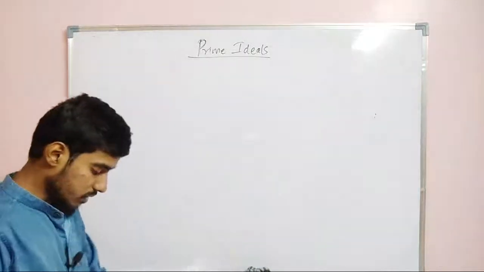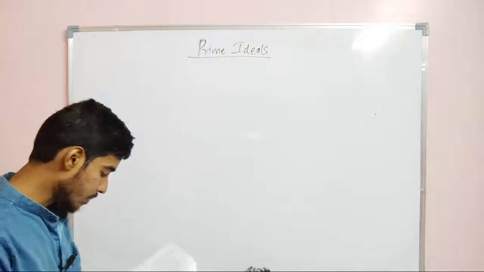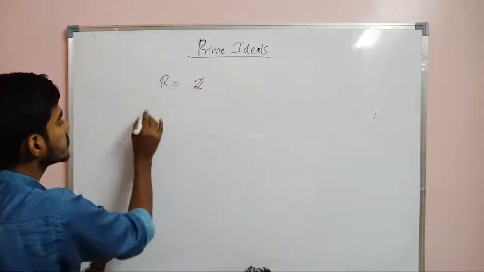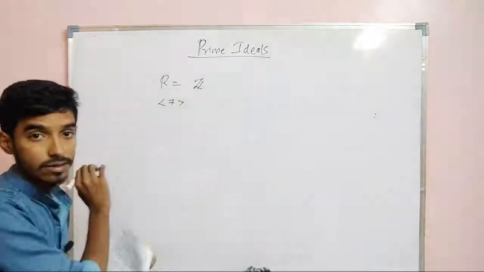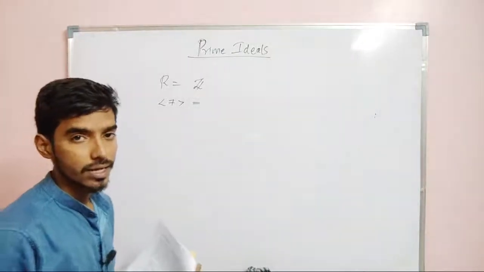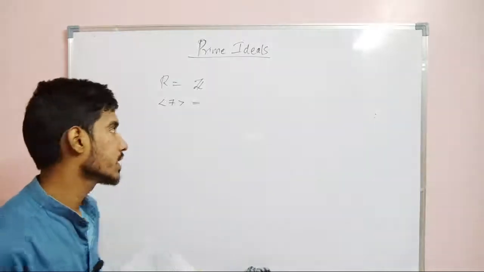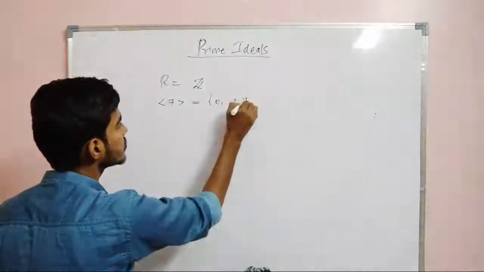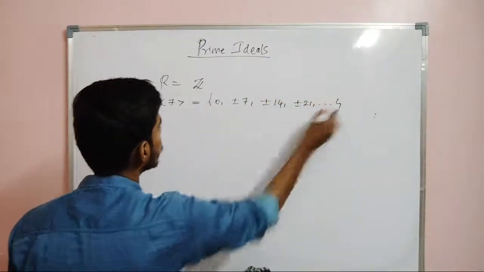So we will give some examples. In the ring of integers, the principal ideal generated by 7 is a prime ideal. If you take R equal to the integers, then the ideal generated by 7 is a principal ideal. We know that in integers every element generates an ideal. This set contains 0, plus or minus 7, plus or minus 14, plus or minus 21, and so on. This is an ideal.